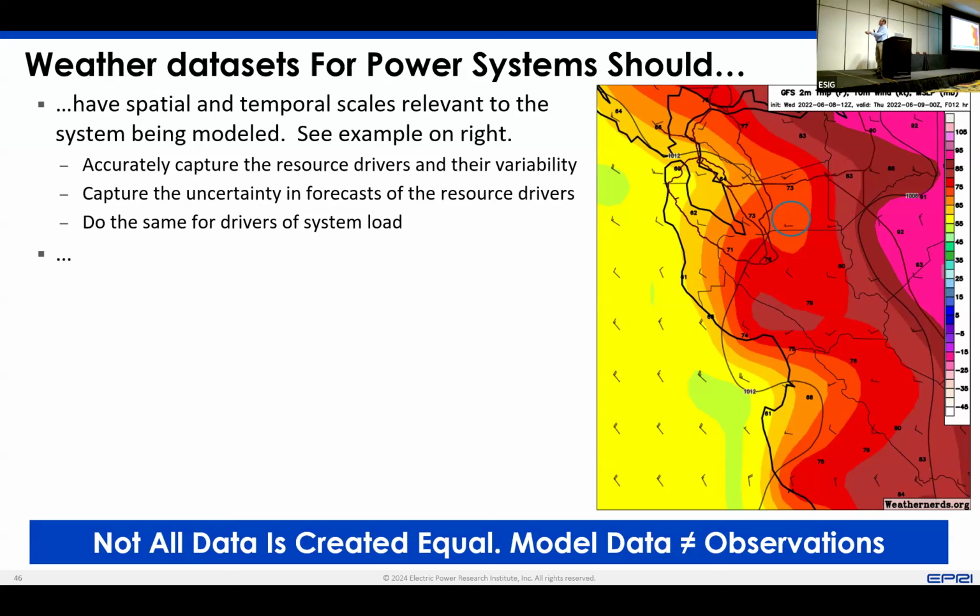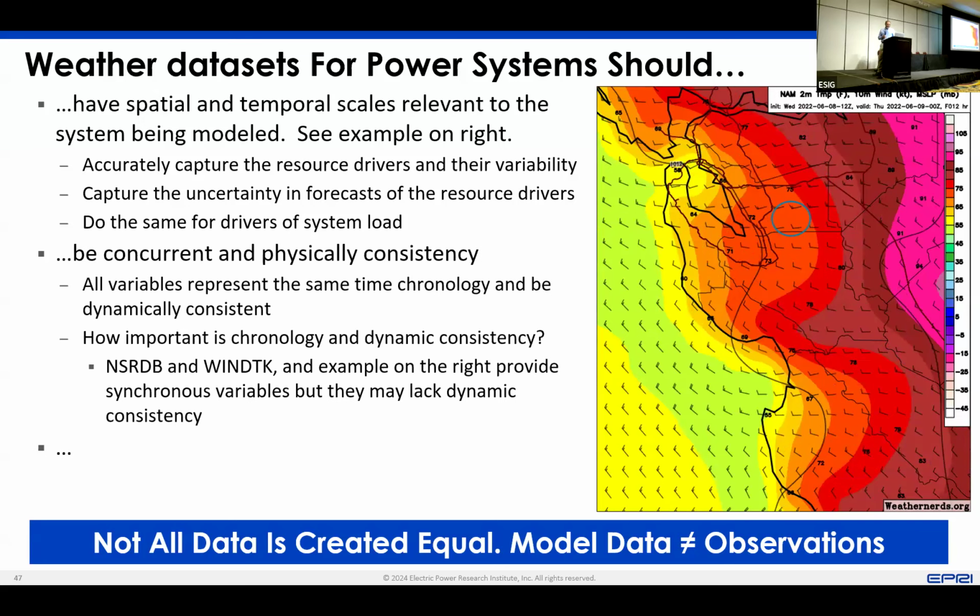Altamont Pass is in this region right here. And so this uses some output from the GFS model. It's not hard to find these examples. They're everywhere on an almost daily basis. This is the GFS model, which, at the time when this was done, was, I think, roughly 12 kilometers in resolution.